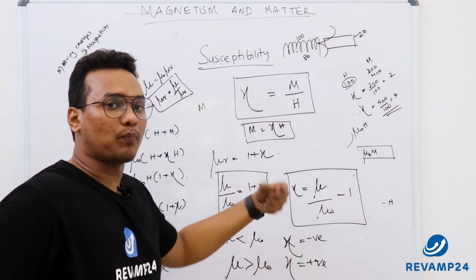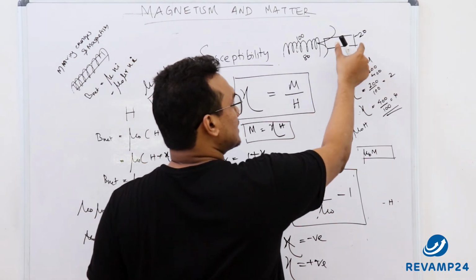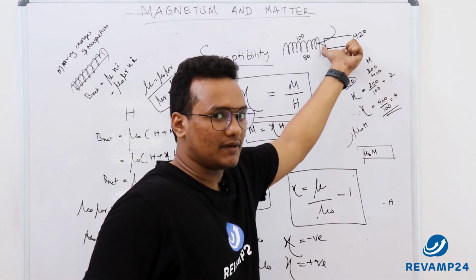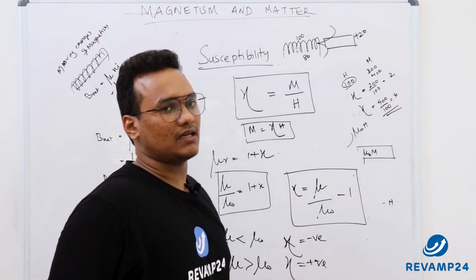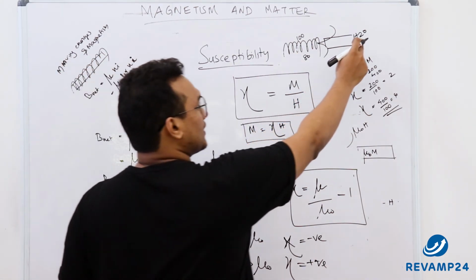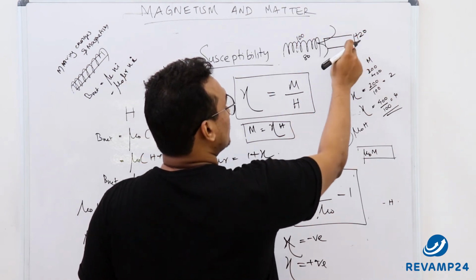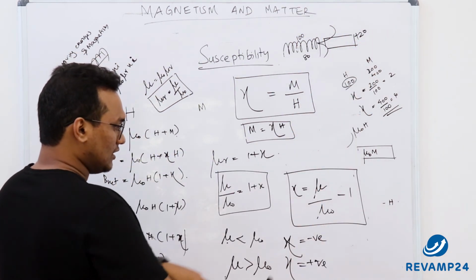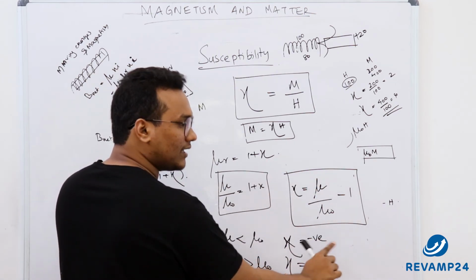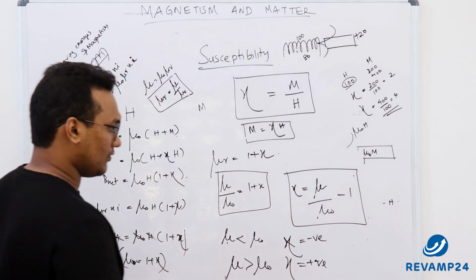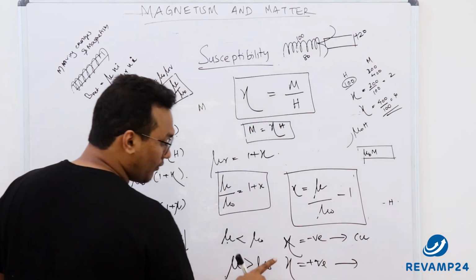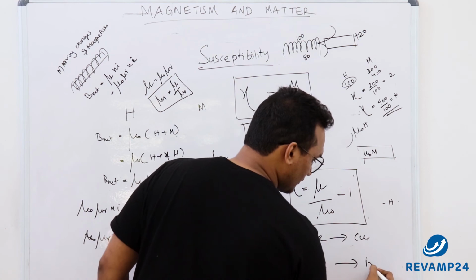Now if susceptibility is positive, this number will be positive. The net magnetic moment created by the material will be in the same direction as the magnetizing intensity. So this will be plus 20. If this is 100, then 100 plus 20 will be 120 in total. So in one case magnetization will occur in the opposite direction; here magnetization will occur in the same direction. Clear? One example for negative susceptibility is copper, and one example for positive susceptibility is iron.